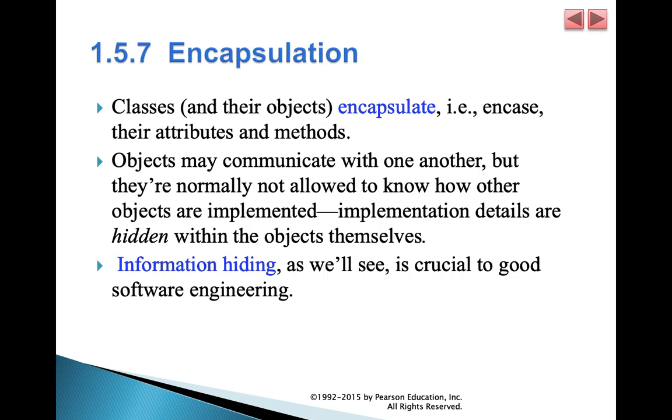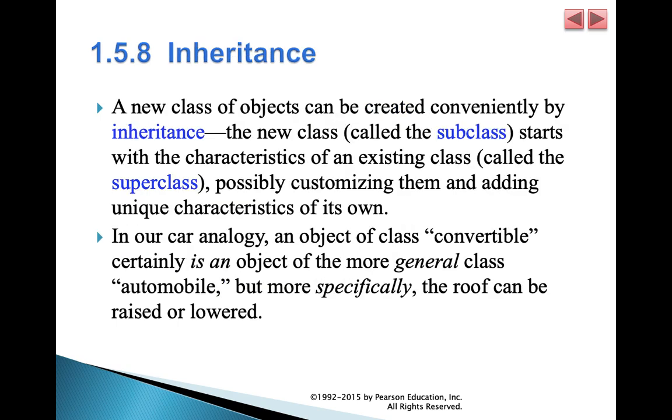So encapsulation, this is also one concept of object-oriented programming. Classes and their objects encapsulate their attributes and methods. Objects may communicate with one another, but they are normally not allowed to know how other objects are implemented. So we hide the implementation details. This is called information hiding. As we will see, it's crucial to good software engineering.